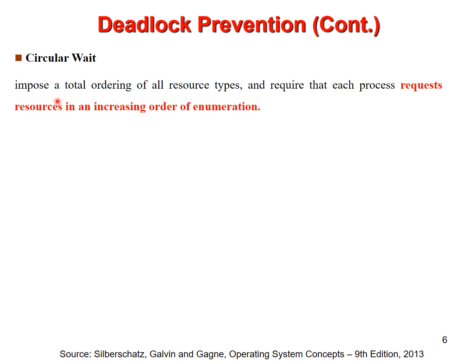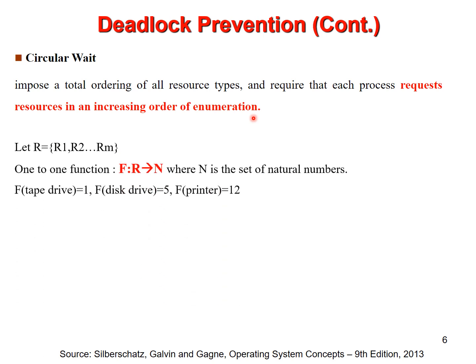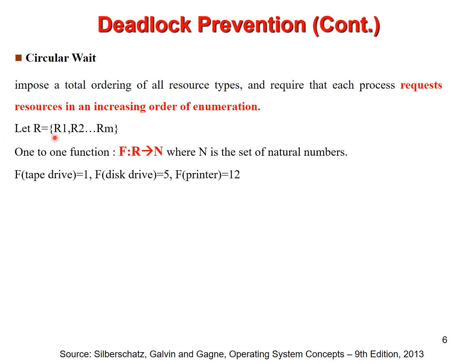Circular wait. Here, a total ordering of all resource types is followed and it requires that each process requests the resources in an increasing order of enumeration. That is, let R1, R2, ..., Rm be the set of resources. We need to go for a one-to-one function. That is, f is a function where each resource R is assigned a number from N, the set of natural numbers. For example, f of tape drive is 1, f of disk drive is equal to 5, f of printer is equal to 12. So this is a one-to-one function.